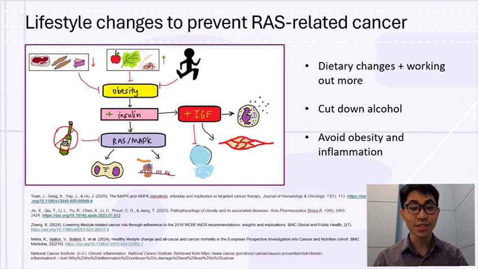Increasing intake of unprocessed plant foods and cutting down on high-calorie foods, as well as increasing physical exercise, reduces the risk of obesity, which causes a rise in insulin and IGF levels. IGF encourages inflammation, blood vessel formation around a tumor, and discourages cell death. Insulin also activates the RAS MAPK pathway, encouraging cell proliferation and protein synthesis. Alcohol is also known to trigger the RAS MAPK pathway, so cutting down on alcohol would help as well.